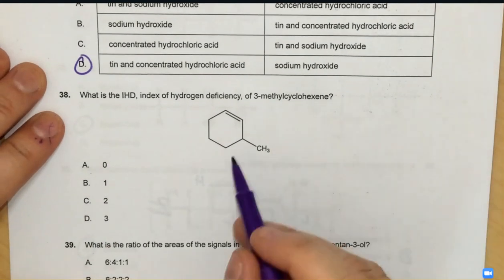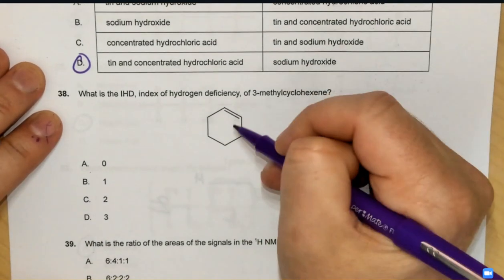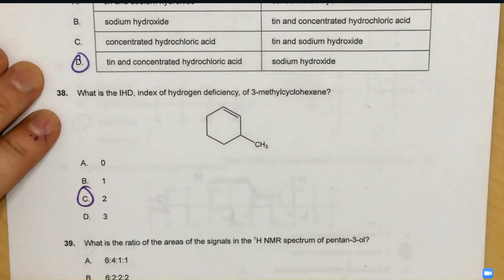What is the IHD of this compound? Remember, a ring counts as 1, a double bond counts as 1. I have 1 ring, 1 double bond, so 2.